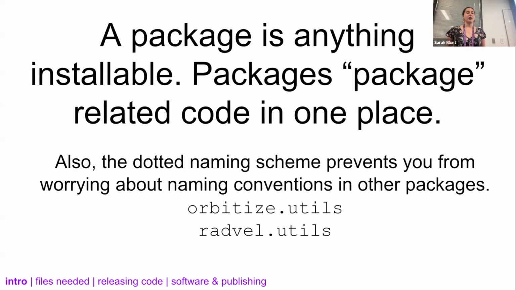Okay, a quick piece of vocab. A package is anything that's installable. A package groups related code together in one place. That's why they're called packages. The dotted naming scheme that Python uses is a really nice way to prevent naming conflicts. If you have two packages that both have modules called utils, for example, this dotted naming scheme allows you to use both of those things at the same time.